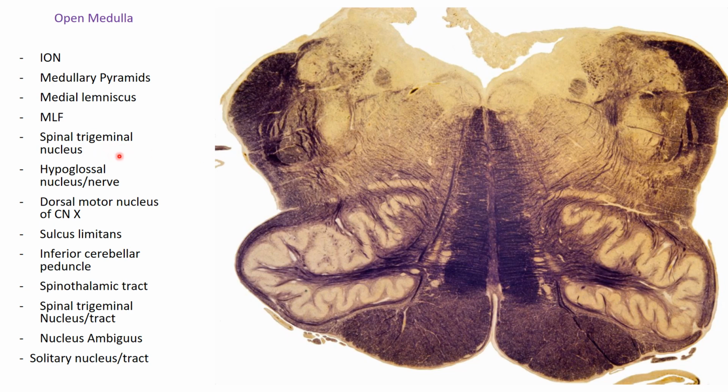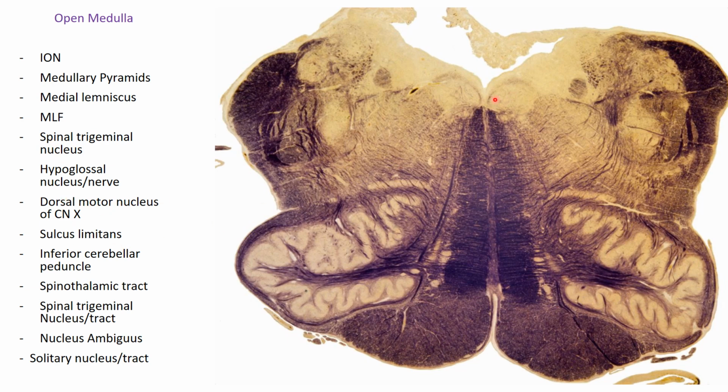All right. Now, the spinal trigeminal nucleus is still going to be present. That is going to be located laterally. And then the tract that is associated with it is a little bit more lateral to that. So the spinal trigeminal nucleus and spinal trigeminal tract are located more laterally.